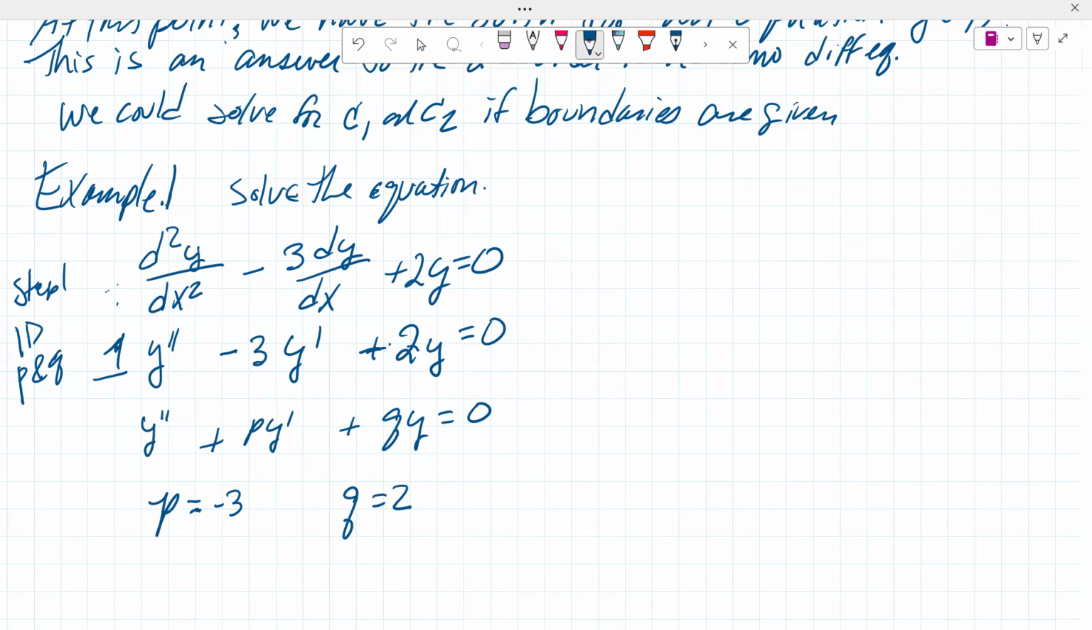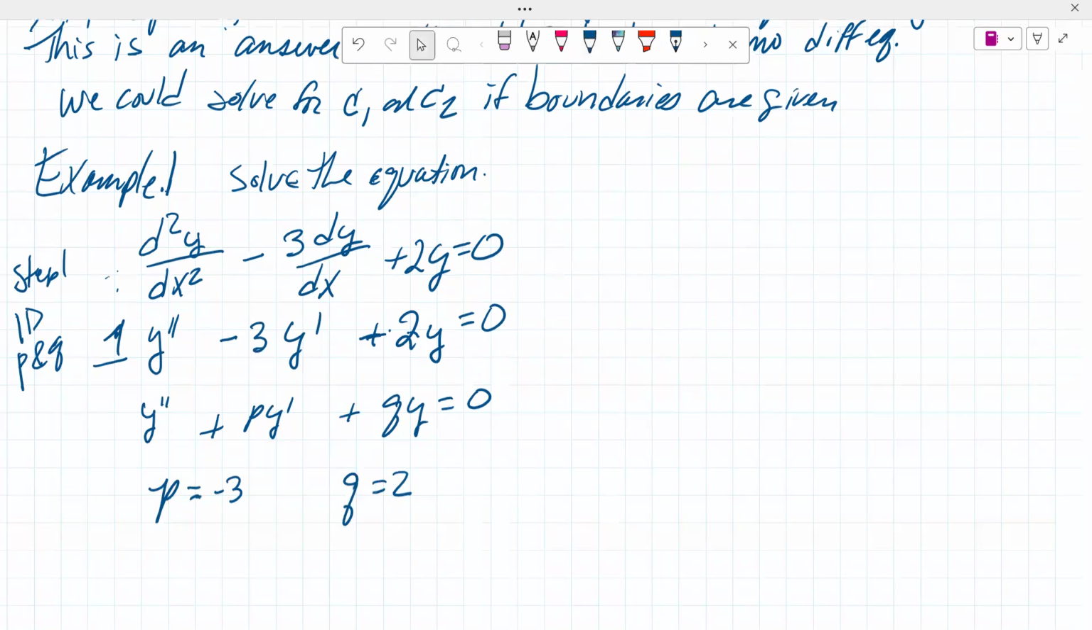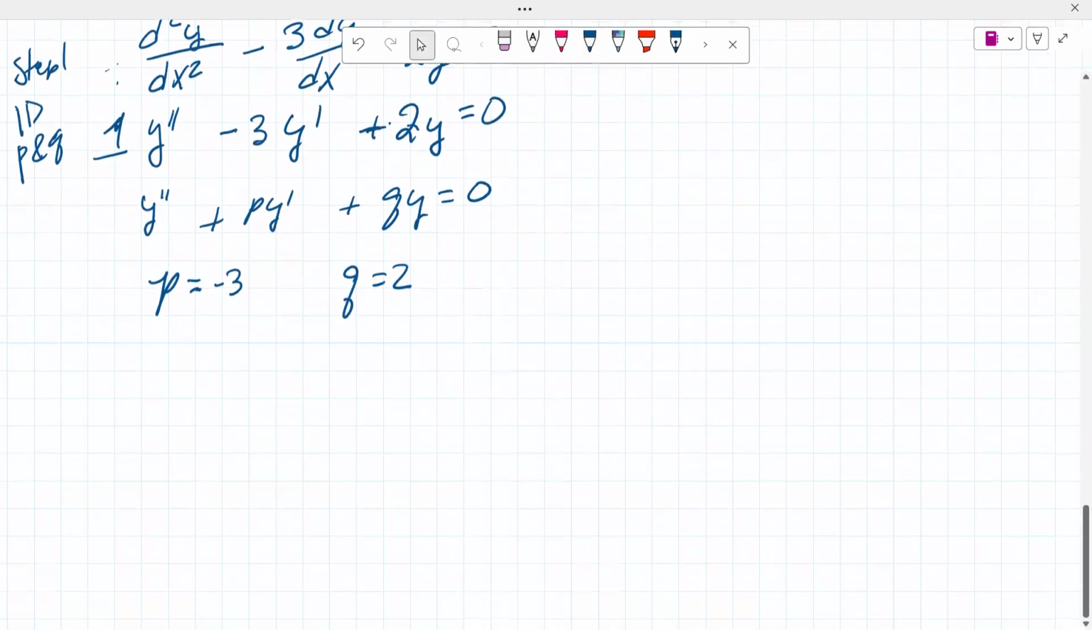Next, step 2. We need to substitute into the auxiliary equation.